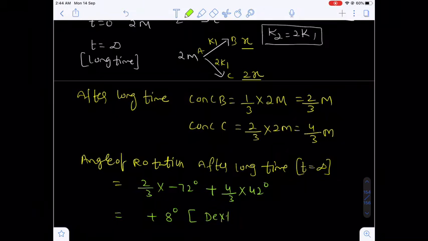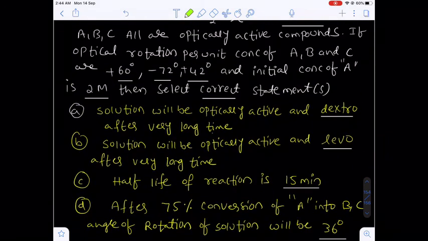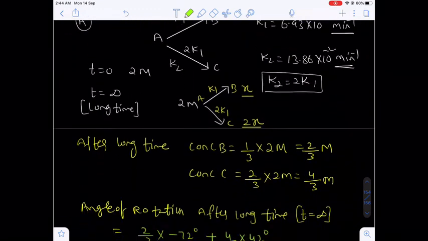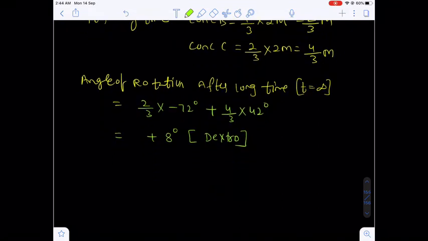Plus in the sense you have dextro-rotatory. The solution becomes what? Dextro-rotatory. What is the first option? A solution will be optically active. Yes, and dextro-rotatory. That means option A is correct. Now come to the next.